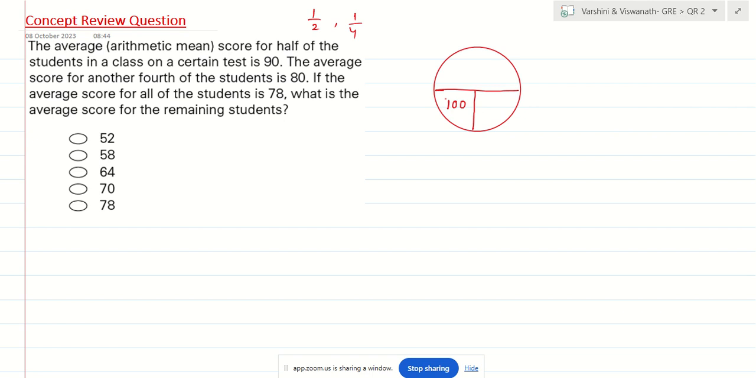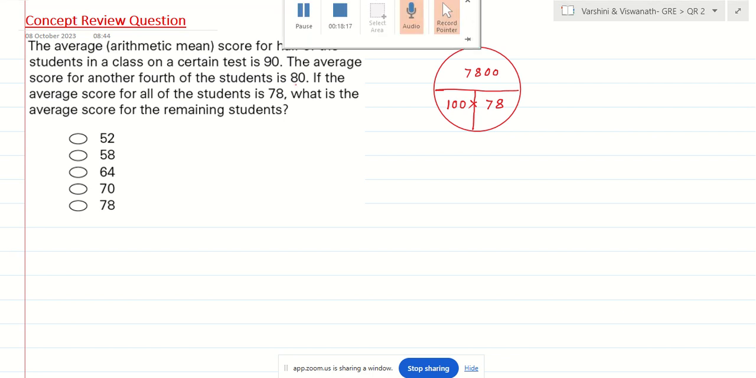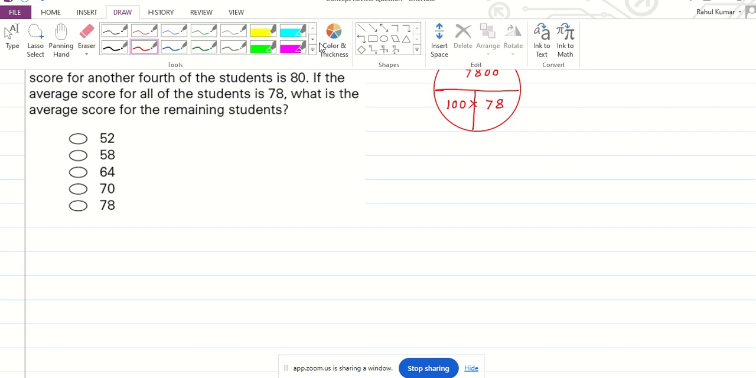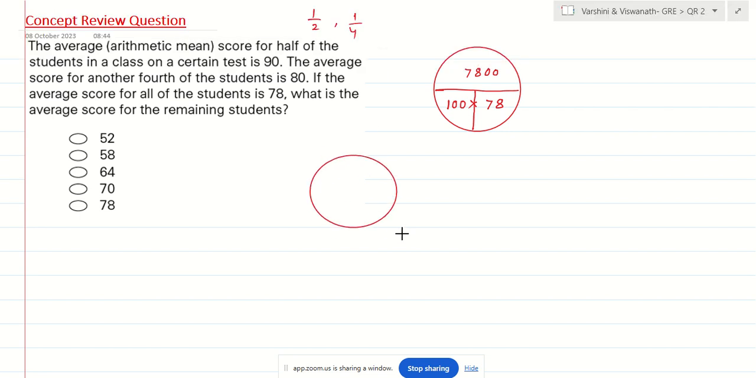Okay. What is given as the average? 78 total. So how much will we get as the total summation? Correct, no? Now, also given here is that half is given. What is given as the average score for half the students? Half means what? 50. Correct, 90 is given. How much will we get?